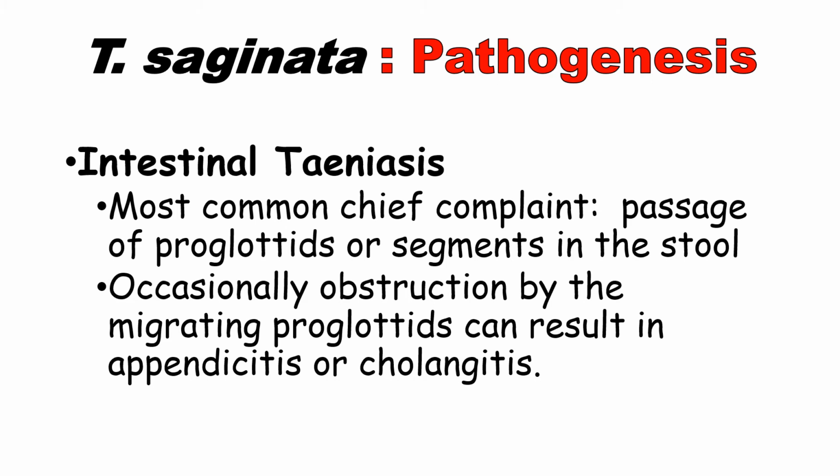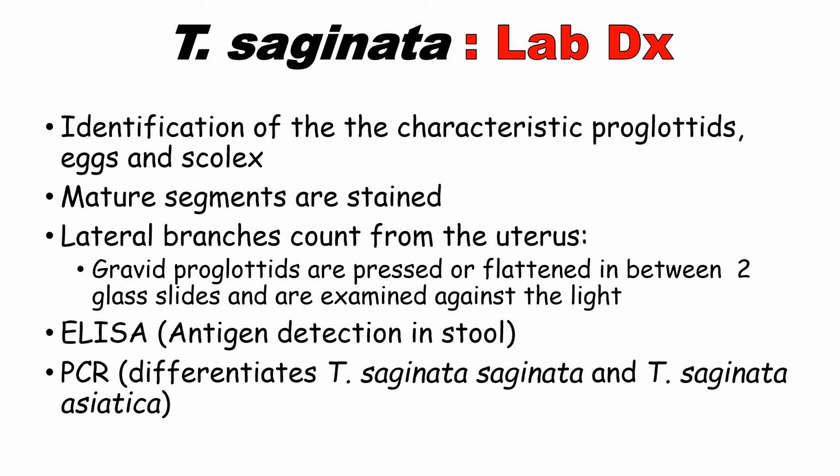It's intestinal taeniasis. Okay? So, laboratory diagnosis is to identify the characteristics of proglottids, eggs, and scolex. Mature segments are stained, and then you check for the lateral branches. You count the lateral branches from the uterus. Gravid proglottids are pressed or flattened in between two glass slides and are examined against the light. Take note, it is stained first, then placed in between the two slides and pressed.